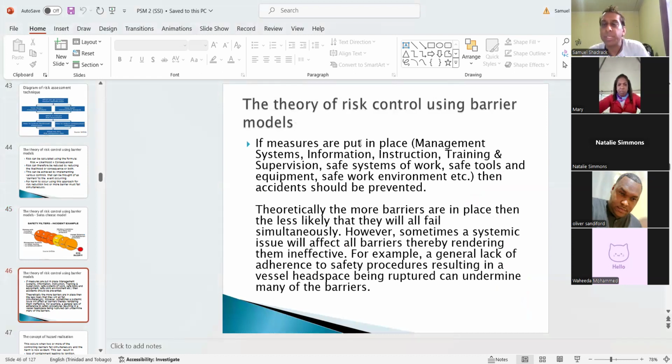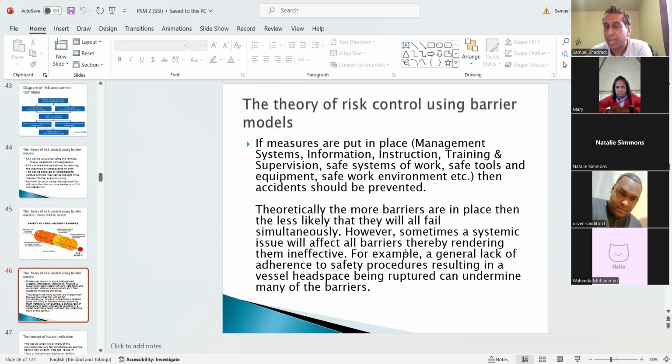So if measures are put in place: management systems, information, instruction, training and supervision, safe systems of work, safe tools and equipment, safe work environment, then accidents should be prevented. Theoretically, the more barriers are in place, the less likely that they will all fail simultaneously. However, sometimes a systemic issue will affect all barriers, thereby rendering them ineffective.